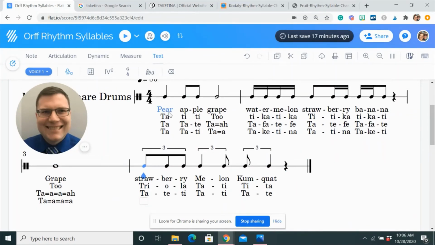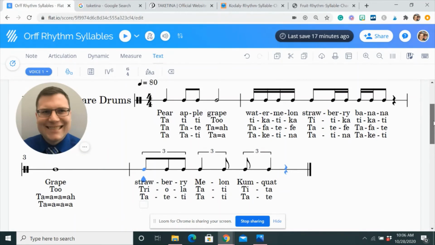And we have our traditional Kodaly ones, ta, ti, ti, tu. A lot of people also say ta. I prefer tu. Tika, tika, ti, tika, tika, ti. Tu. Triola, ta, ti, ti, ta. I said triola for that one.